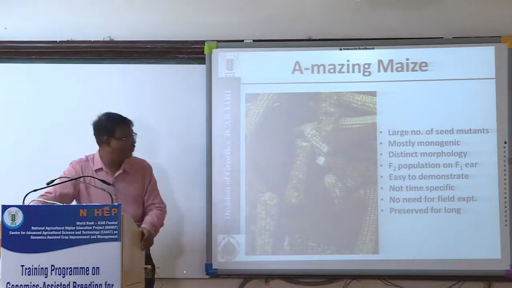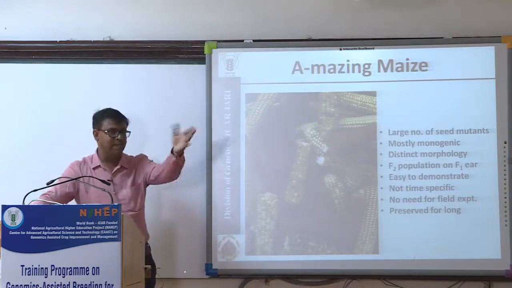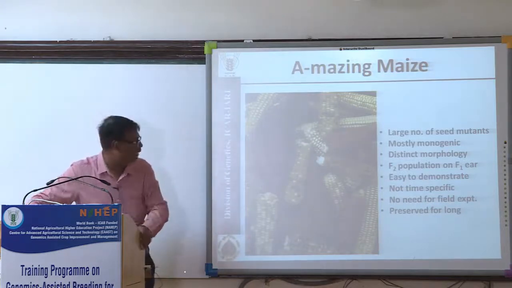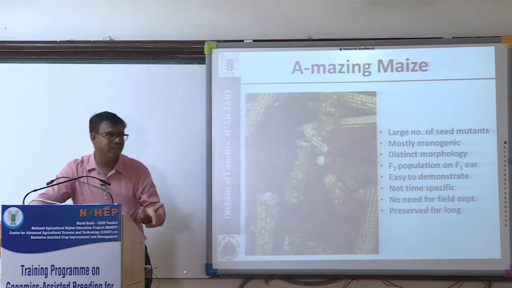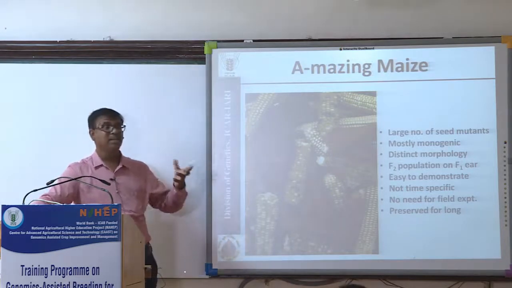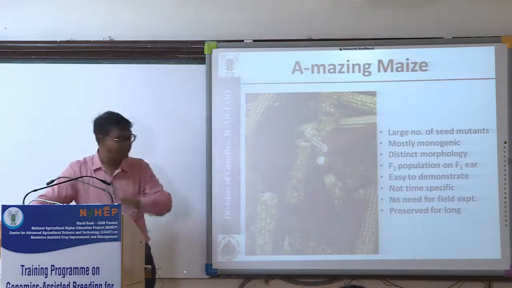That is again the advantage. Okay? You are telling about flowering in lentil. It must be a quantitative trait. Then distinct morphology, that means some are red, some are white, you can distinguish based on color, some are plumpy, some are shrunken, you will see.